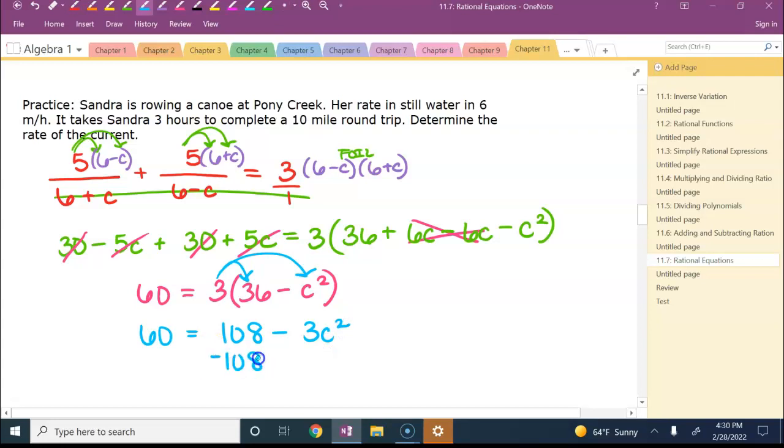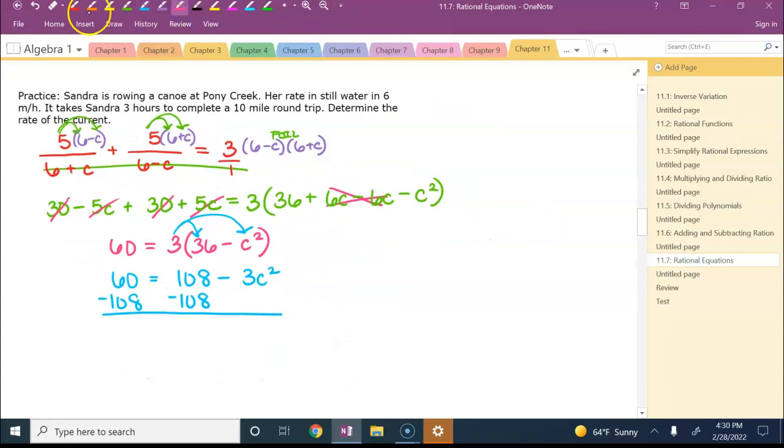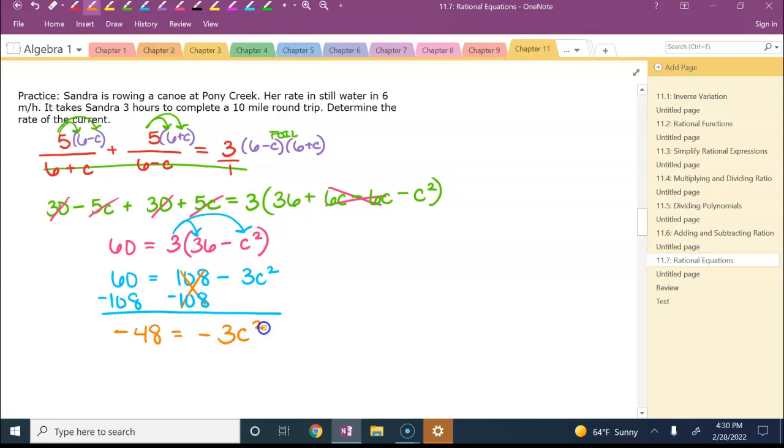Subtract 108. Whoops. Cross those off. So we'd have negative 48 equals negative 3c squared. Divide by negative 3. You're going to have 16 equals c squared. And you're going to square root that. So the current has 2 options. It can either be positive or negative 4.